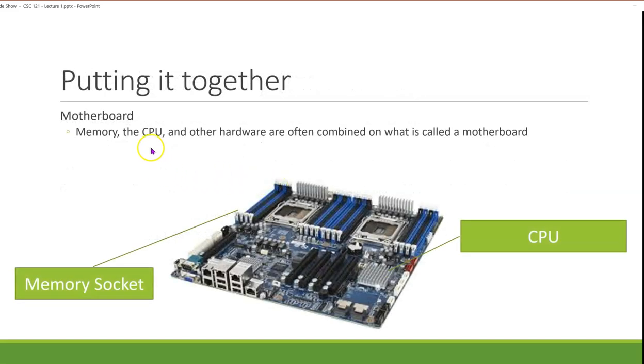How do we put it together? Well, there's a motherboard. A motherboard is a container that contains the memory, the CPU, and other hardware. Okay, so here we've got the memory socket. These are where the memory is stored. And we've got the CPU, which is where we put the actual data cruncher.